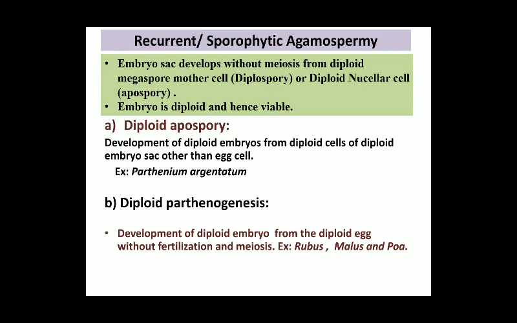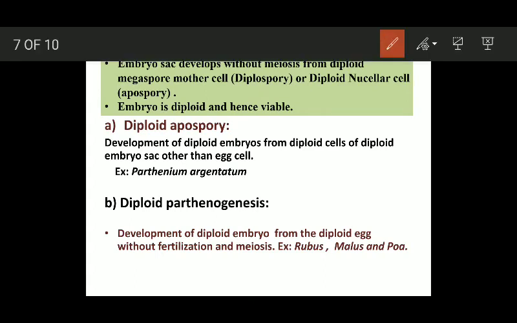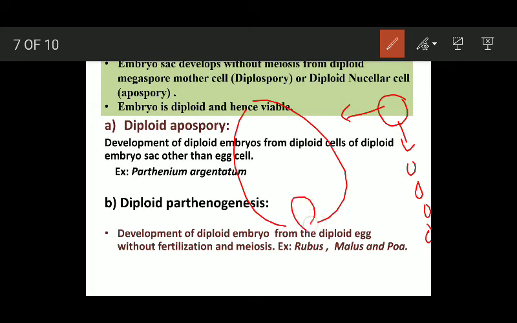So recurrent or sporophytic agamospermy, in this type, the embryo sac develops from diploid megaspore mother cell without meiosis. Say this is diploid megaspore mother cell. Instead of giving rise to 4 megaspores, it directly gives rise to embryo sac. Okay, without meiosis, it gives rise to embryo sac or female gametophyte, and all the cells of the female gametophyte will be diploid. Okay, har ek cell jo is embryo sac ki hogi, that will be diploid.